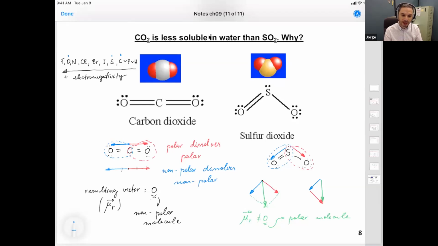It's very unlikely that a polar molecule will dissolve a non-polar molecule. And that's why CO2 is less soluble in water than SO2. Water is polar, CO2 is nonpolar, that results in low water solubility for CO2, while SO2 is polar, and that will render a higher solubility in water for sulfur dioxide.